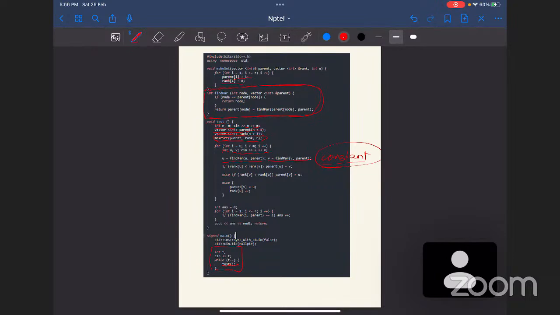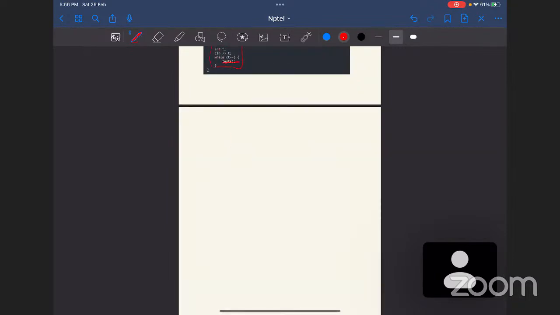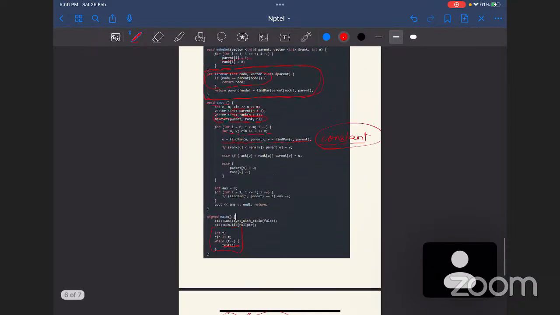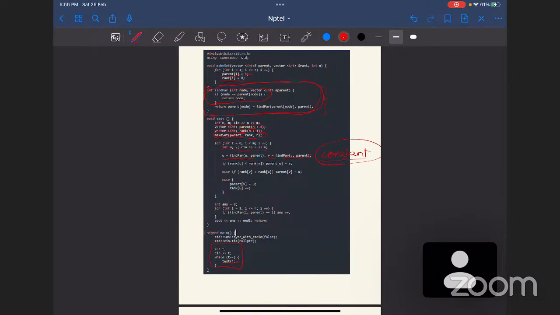So what we are doing, when are we stopping? If node becomes equal to the parent of node. Let's say we had 1, 2 and 3, and 3 was connected to 2 and 2 was connected to 1. So if we want to find the parent of 3, what will we do? We will go to 2 and then we will go to 1. So ultimately the parent of 3 is 1. In this way we need to find the parent. So this is the find parent function, it's very easy to understand. So we find the parent of u, we find the parent of v.